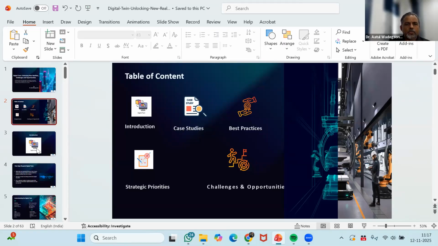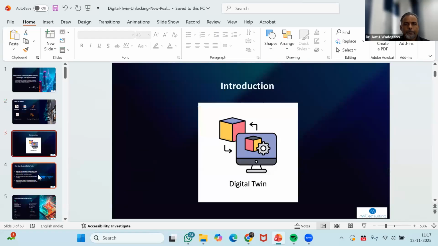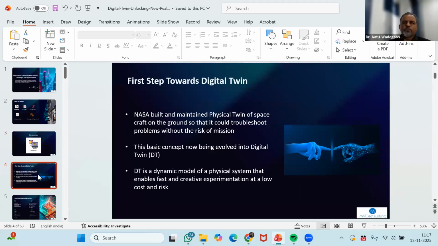So, as far as the introduction is concerned, the first step for the digital twin started when NASA built a physical replica of a spacecraft, so that if anything goes wrong in the spacecraft in space, the necessary corrective action can be suggested based on its physical replica. That was the first step of creating a replica. And with the evolution of the internet and IoT, we have now reached a place where we can have a virtual replica of physical entities.